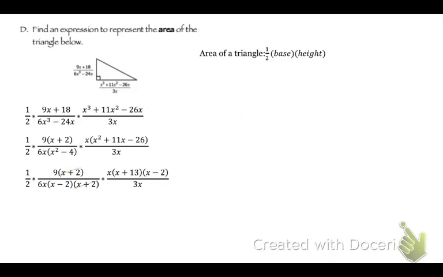Now those x plus 2's cancel. Those x minus 2's cancel. That x cancels with that x. 3 goes into 9 3 times. And then 3 goes into 6 twice. So I'm left with x plus 3 on top and 2 times 2 times x on the bottom. So 4x, which is my area.